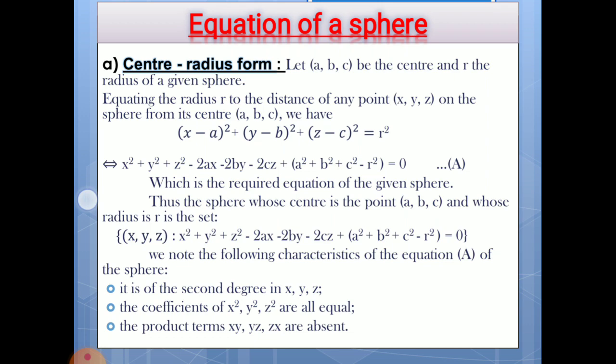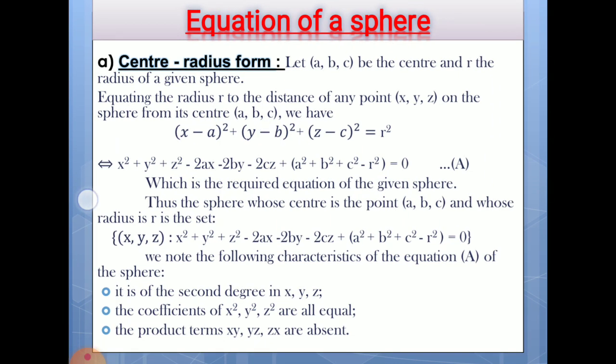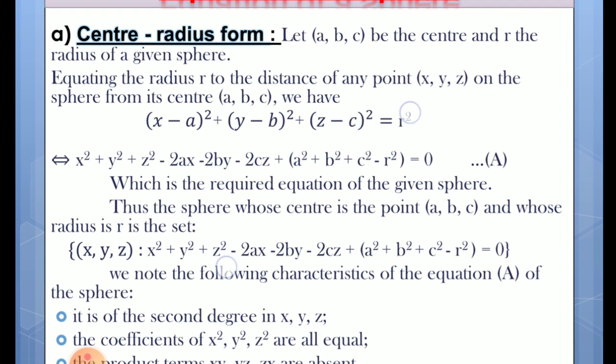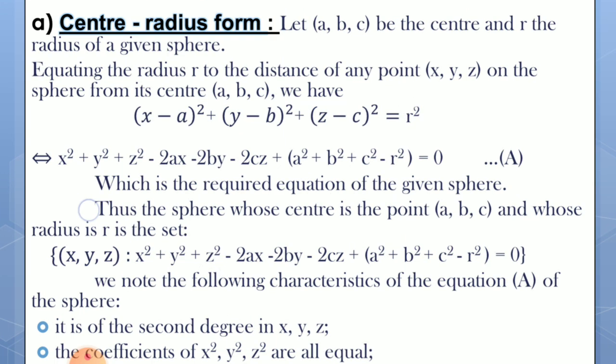You can observe that if in this equation we consider the center of the sphere as the origin, that is a is 0, b is 0 and c is 0, then this equation becomes x square plus y square plus z square is equal to r square, which is the standard equation of the sphere.